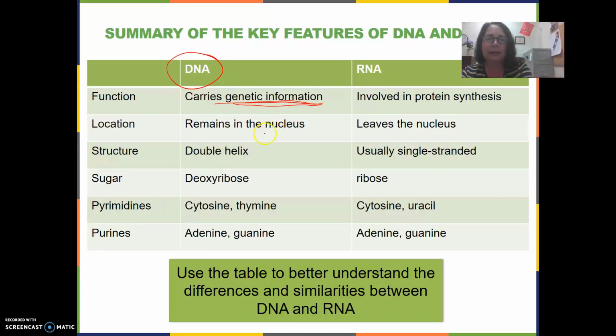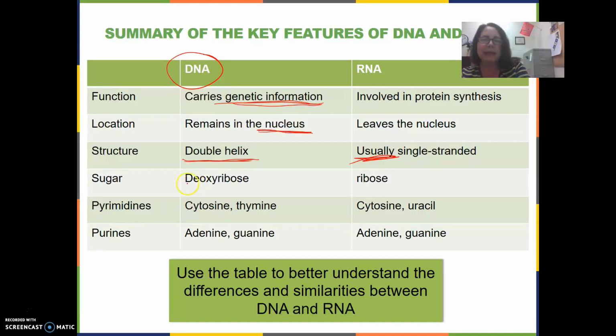DNA remains in the nucleus, whereas RNA leaves the nucleus and enters the cytoplasm of the cell. The structure of DNA is a double helix or twisted ladder, so it's got two strands, whereas RNA is single-stranded. DNA is usually double-stranded except in viruses, which we will learn about in 112, that's why it has the word "usually" here, because viruses can have double-stranded RNA. But viruses are the only exception. In any type of cells, DNA is double helix and RNA is single-stranded.